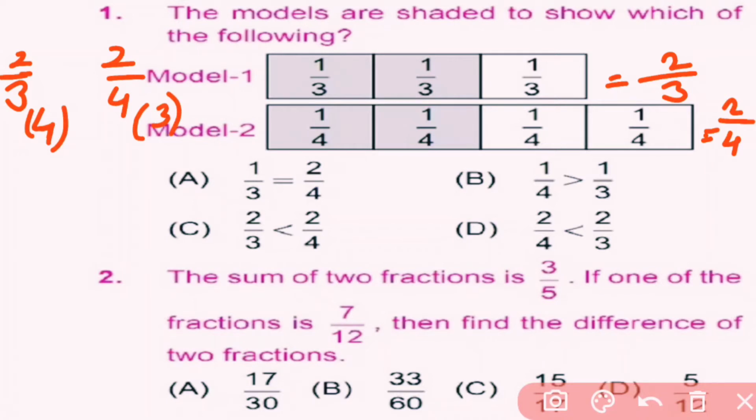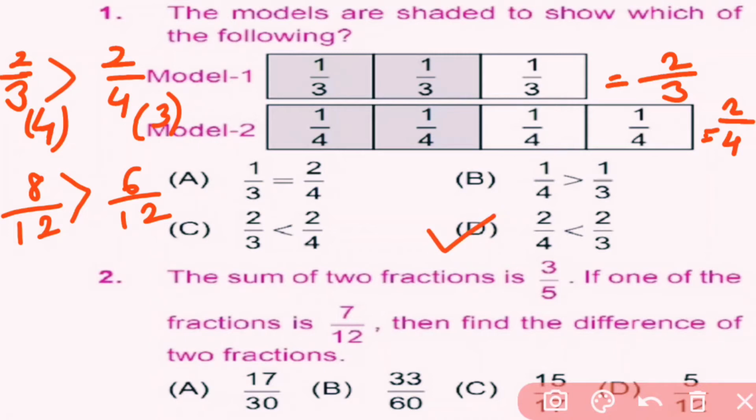So 2 into 4 is 8 and 4 into 3 is 12, and here 2 into 3 is 6 and 4 into 3 is 12. So now denominators are the same, so we can compare them. Which one is bigger? This 8 by 12 is bigger than the 6 by 12. So here 2 by 3 is greater than 2 by 4. So option D is the correct answer.